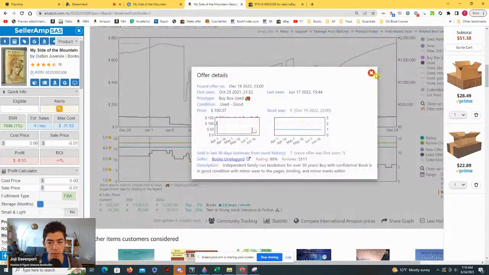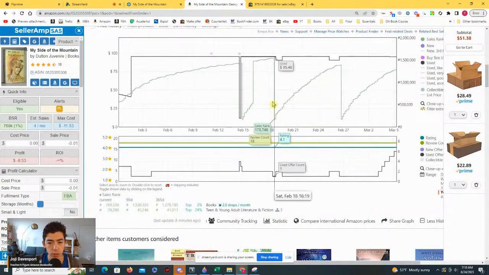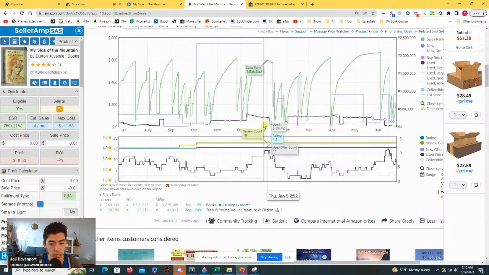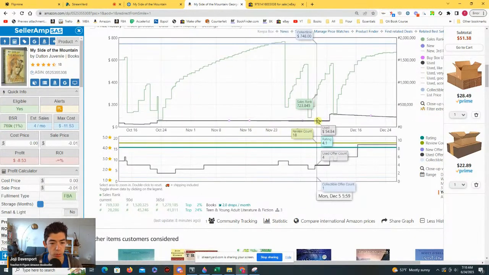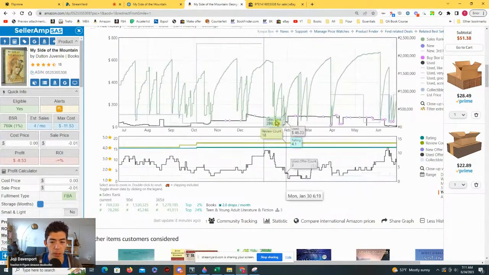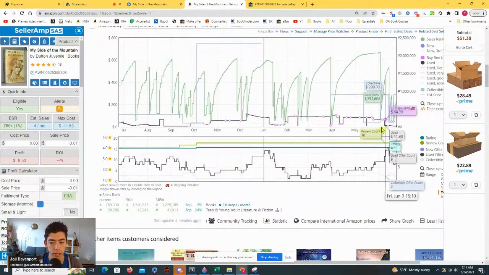Back here in February, we actually see 2 sales rank drops when the lowest used price was $95. So that's really good news. And then we see some sales rank drops when this price is right around 50. So I probably wouldn't try to sell this book for $100, but I probably would try to sell it for like 40 to 50. And right now you can pick it up for about nine bucks.